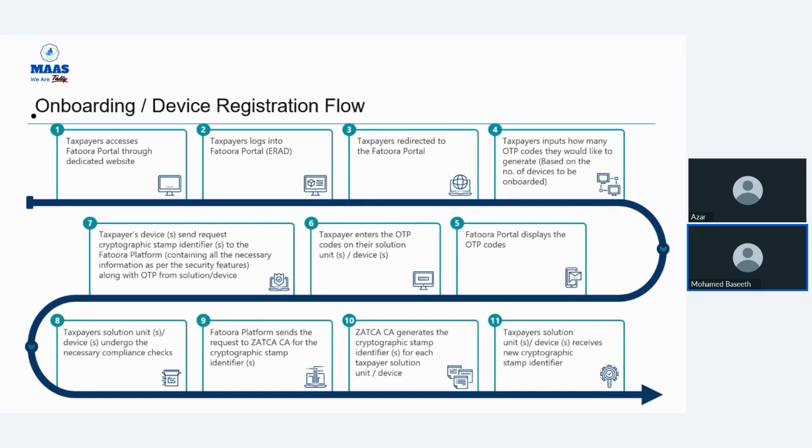So every machine, let's say you have 2 machines from which you are issuing invoices, both of the machines have to be registered with the Zatka portal. So it is going to be machine-wise. So this is the first process that we are going to do in terms of device registration, the onboarding of our computers. Now, once we have done that, then we will move on to the actual process.